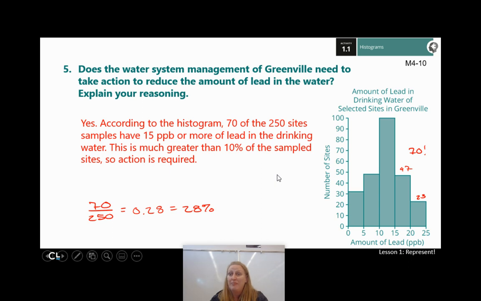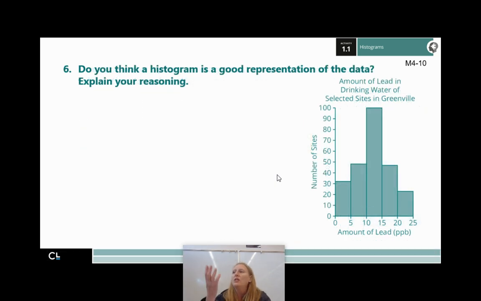Definitely a bad thing. So do you think this histogram is a good representation of the data? Why? Why not? Just jot down your thoughts. Was this a good representation? Go ahead and hit pause, jot down your thoughts, and then hit play to check your work.